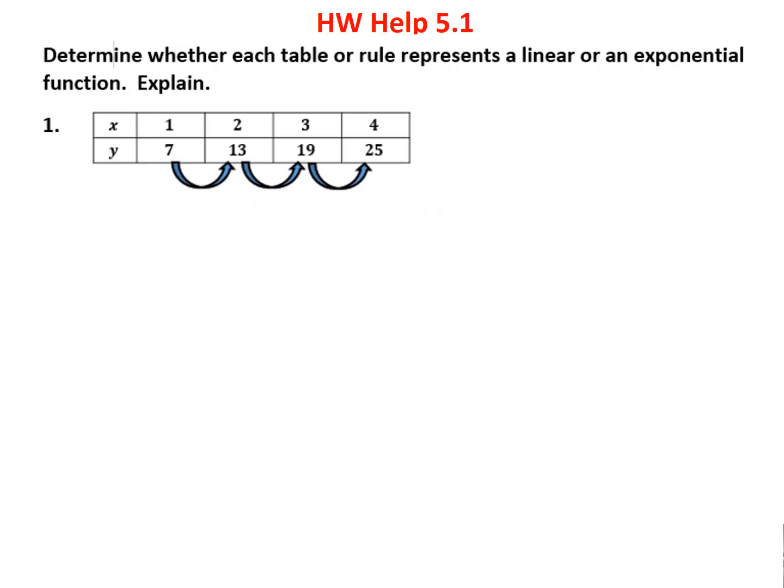Problem 1 has us look at a table and determine whether each table or rule represents a linear or an exponential function. The key difference is a linear function is going to be going up by some amount. You're going to be adding the same number. And with an exponential, you're going to be multiplying. As we look here, I can see that 13 minus 7 is 6, 19 minus 13 is 6, and 25 minus 19 is 6. In other words, what we have is a rate of change that's the same. And in a linear equation, the rate of change stays the same.